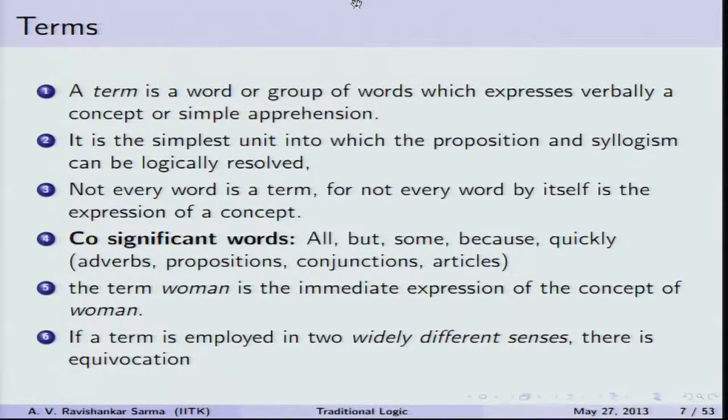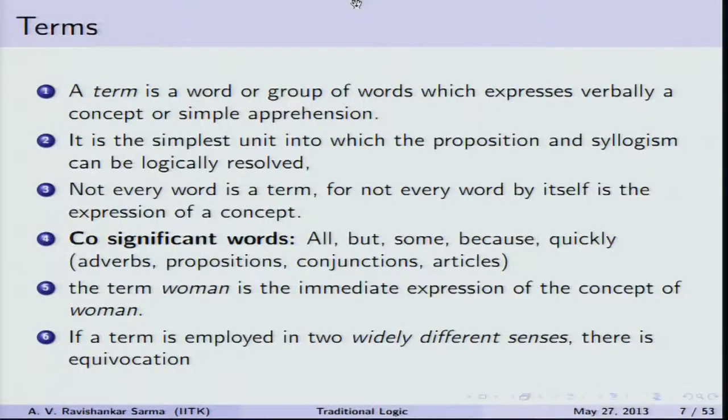In the case of sentential logic, the basic units are sentences. In this case, the basic units are terms. So what is a term? A term is a word or group of words which expresses verbally a concept, also called a simple apprehension. Suppose you say a term like heat; it corresponds to an object such as fire. A term is considered the simplest unit into which a proposition and a syllogism can be logically resolved.